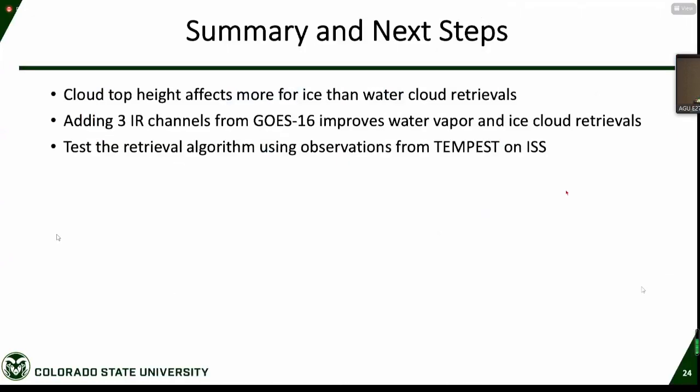Next, this will be my summary and what we will do in the next steps. The cloud top height affects retrievals more for ice than water clouds, and adding 3 IR channels from GOES-16 significantly improves the water vapor profile retrieval and also ice cloud retrievals. And we are going to test our retrieval algorithm using observations from TEMPEST on the ISS.